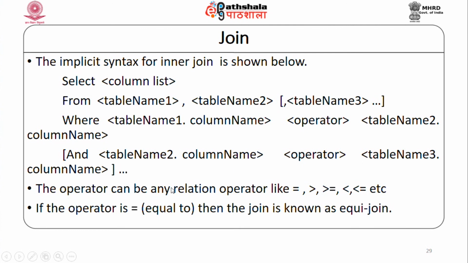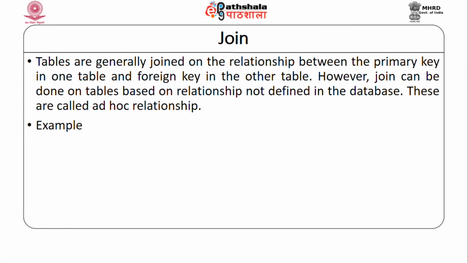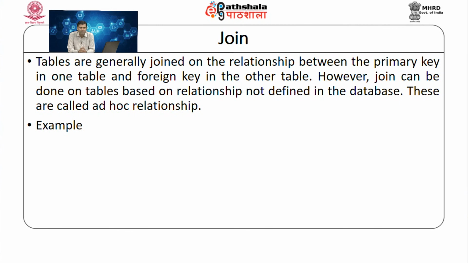The operator can be any relational operator like equal to, greater than or equal to, less than or equal to, and if the operator is equal to, then this join is known as an equi-join. Tables are generally joined on the relationship between the primary key in one table and the foreign key in another table, but you can join tables based on a relationship not defined in the database. If the relationship is not defined, then it is called an ad hoc relation.